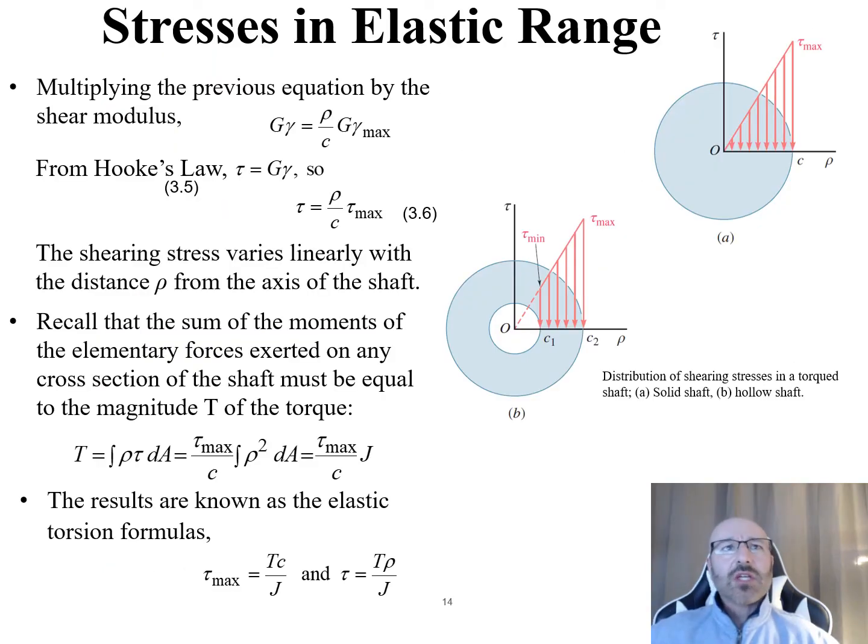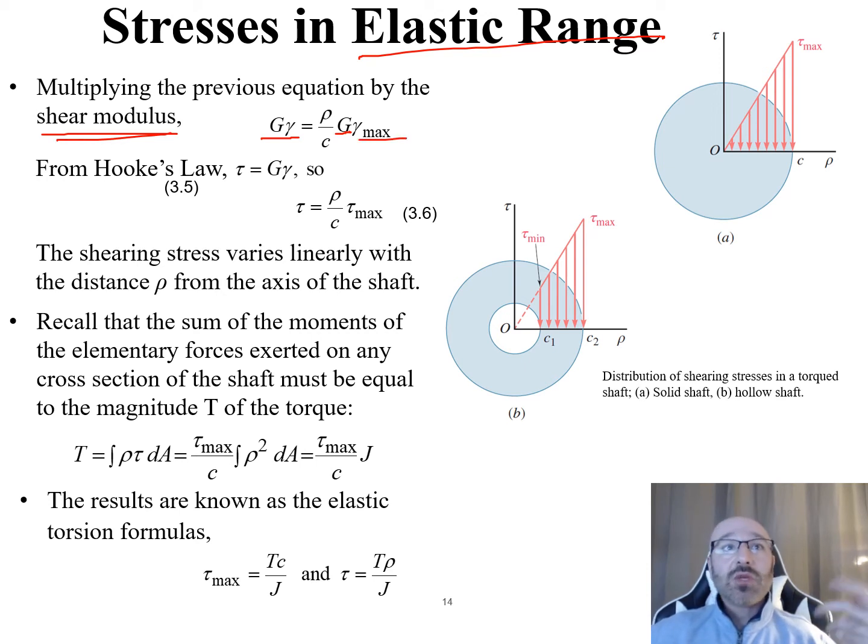So next we're going to take a look at stresses in the elastic range. If we're dealing with the elastic range, talking about the modulus of elasticity, we're going to bring in Hooke's law again. If we take that previous equation we just looked at and multiply by our shear modulus G from Hooke's law, G times gamma is equal to rho over C times, again, we multiplied through by our shear modulus G, G times our shear max.